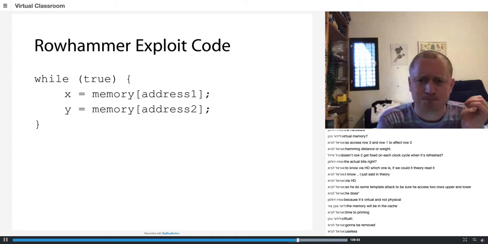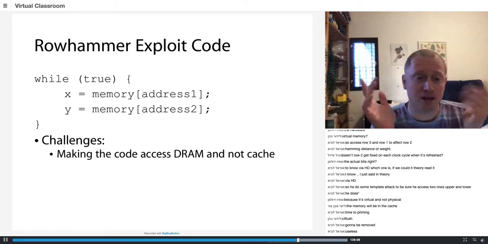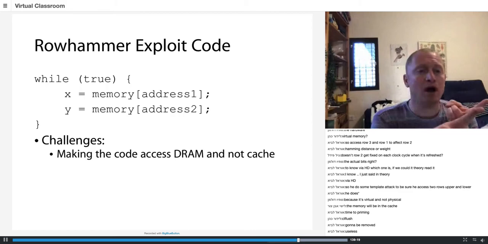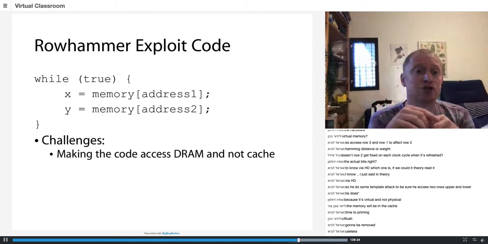So one challenge is getting this code to the DRAM, and I showed you what you can do, or what you gave me in the chat. I can either do prime and probe, which is going to be throwing away stuff from the cache so it has to be satisfied in DRAM, or I can do clflush, which is an explicit operation which throws away part of the cache, or I can do non-temporal accesses.